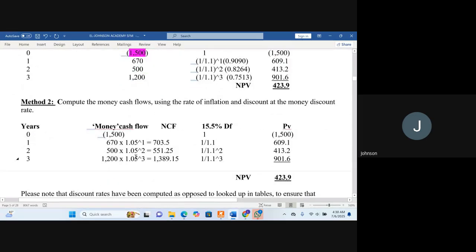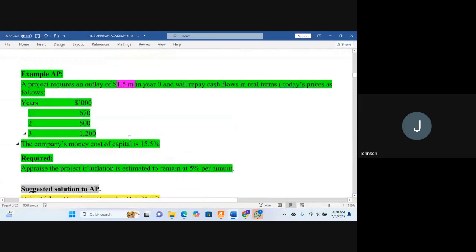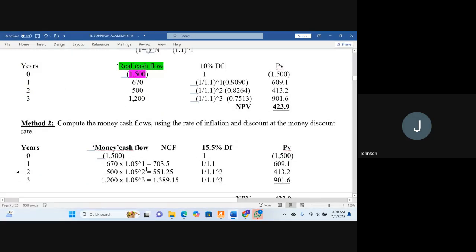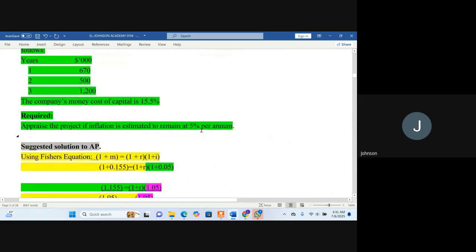But in method 2, since our discount factor is already in money terms, we can also say, let's go and change all our cash flows. Let's also apply the effect of inflation on our cash flow. So how do we do that? The inflation rate is 5%.